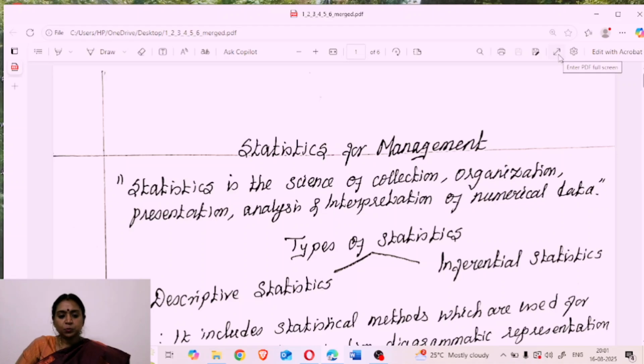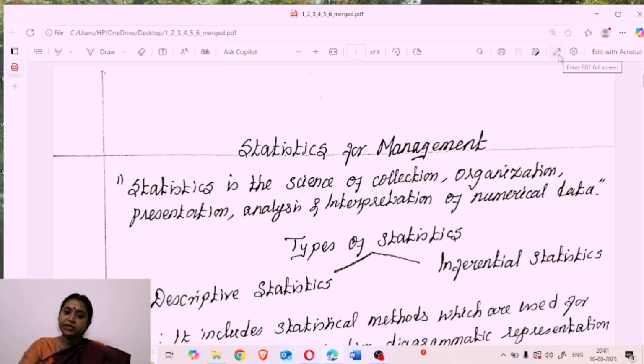Statistics for management is a science of collection, organization, presentation, analysis and interpretation of numerical data. It is used in our research. While we are doing research, we use statistical methods for collecting data, and we do organization, and by using diagrams we do presentation, then we use hypothesis testing, analysis and interpretation.